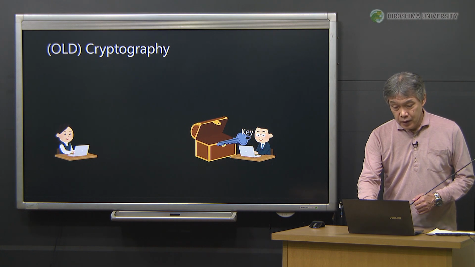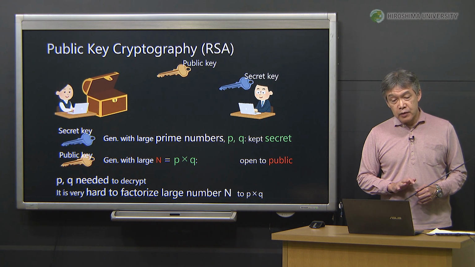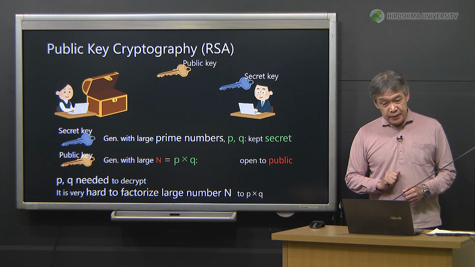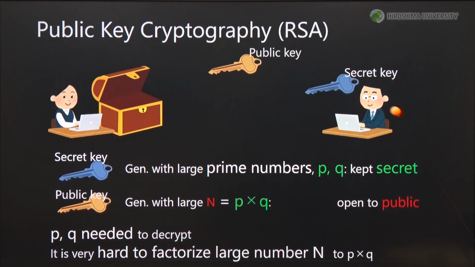Then a clever guy invented the so-called public key cryptography that overcomes that risk. In this cryptography, there are two keys. One is a public key, one is a secret key. Then he generated two keys, one public and one secret. Then he published the public key openly, and kept the other key secret.